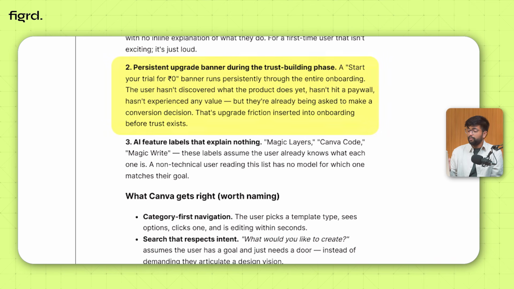And here's the one I found genuinely interesting. There's a start your trial at $0 banner running persistently throughout the entire onboarding. The user has not discovered what the product does yet, and they haven't hit a paywall, but they're already being asked to make a conversion decision. That's upgrade friction inserted into trust building phase before trust exists.